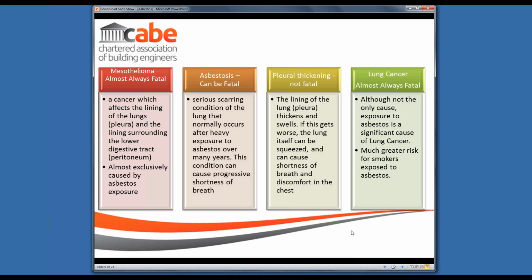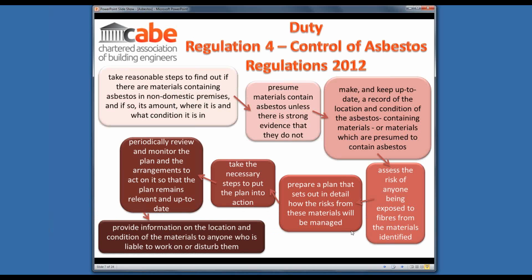So from a regulatory point of view, a legislation point of view, we do have the Control of Asbestos Regulations, and it is worth noting that although the regulations are 2012 regulations, some changes as an effect of the regulations only come into force this year in terms of dealing with non-notifiable work, monitoring of health and those sorts of issues. But in general terms, there are some duties that apply across the board in terms of dealing with asbestos.